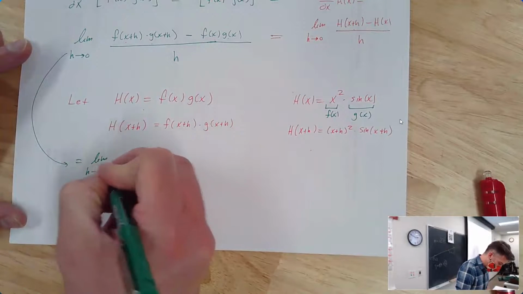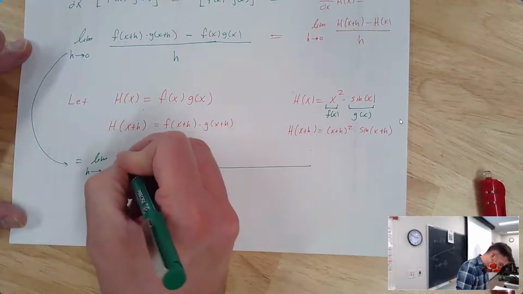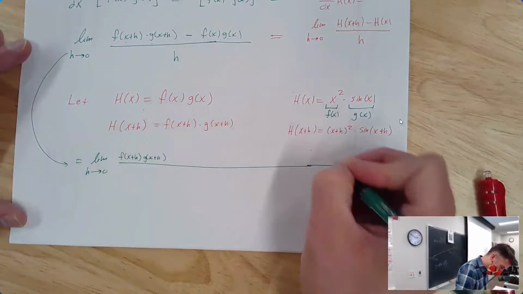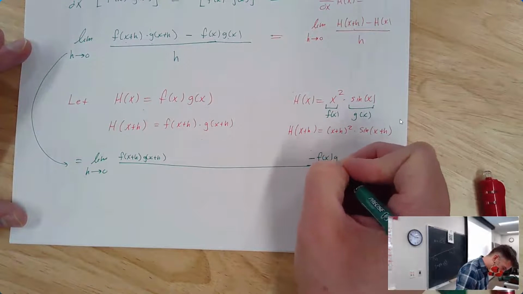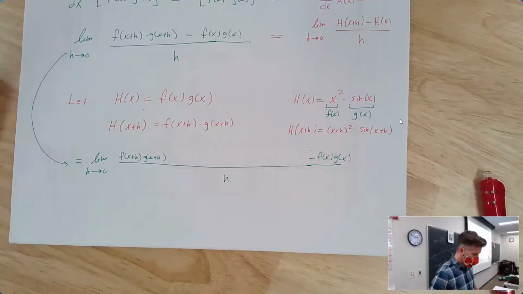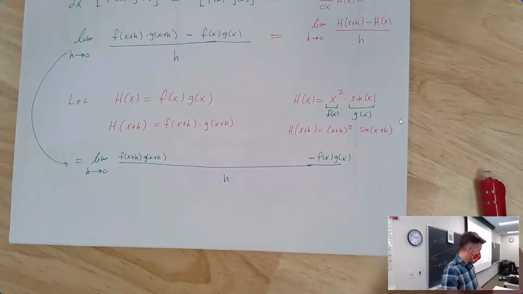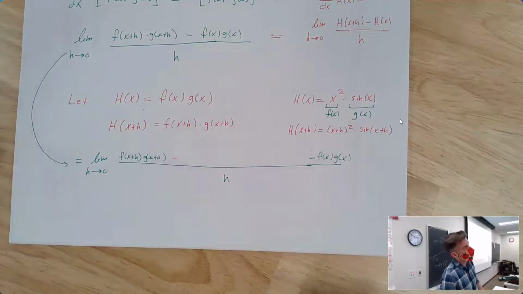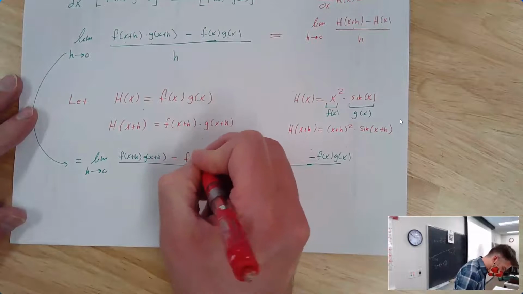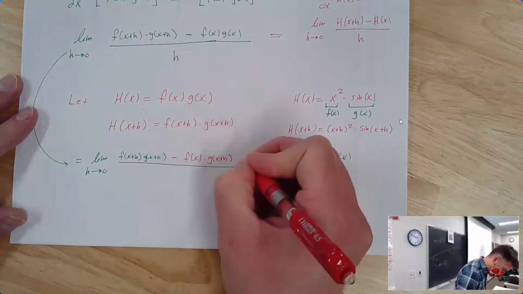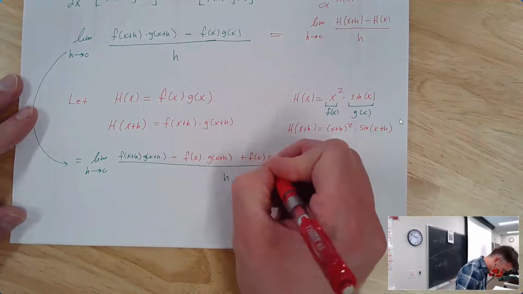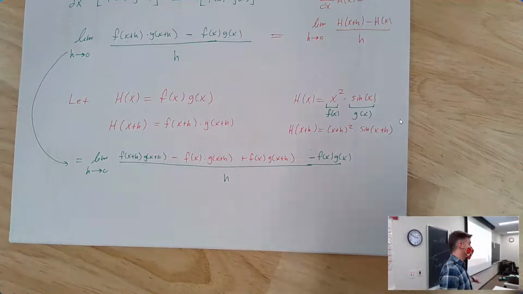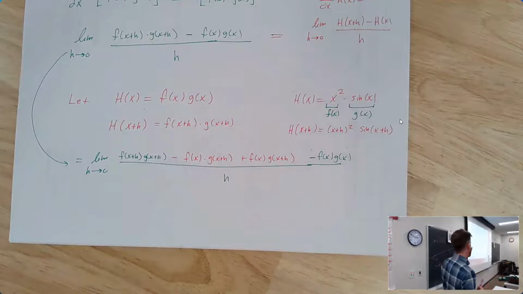So I'm going to leave myself some space. I'm essentially going to write the exact same thing with some space in the middle. In the middle, I'm going to add and subtract the same exact thing. Specifically, I'm going to subtract f of X times g of X plus h, and I'm going to add the same thing. Why would I do that? Well, because it gets me what I want. Because somebody once showed me how to do it, and I'm like, oh yeah, that totally works.